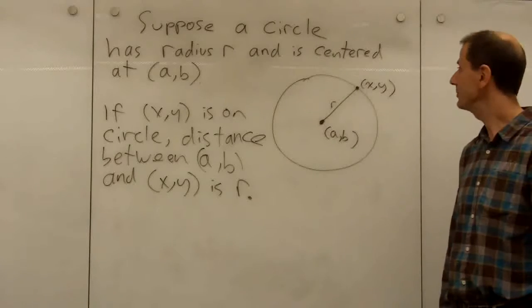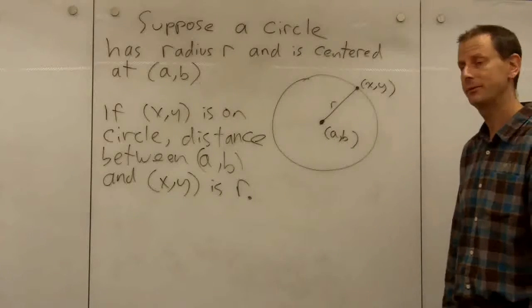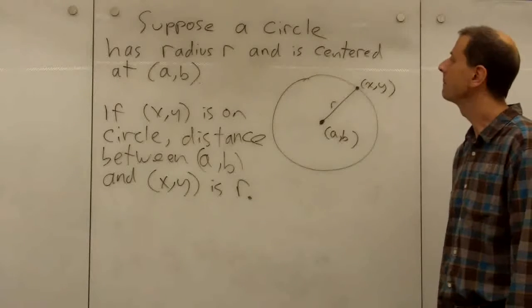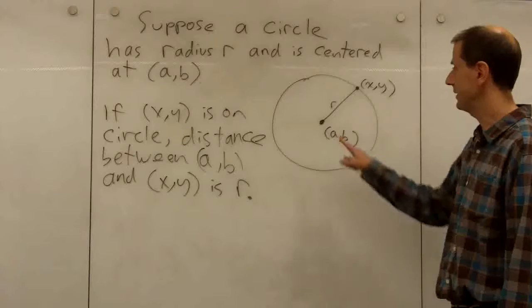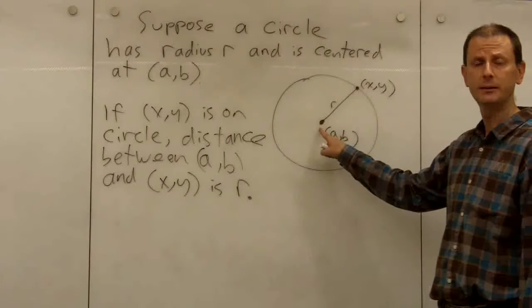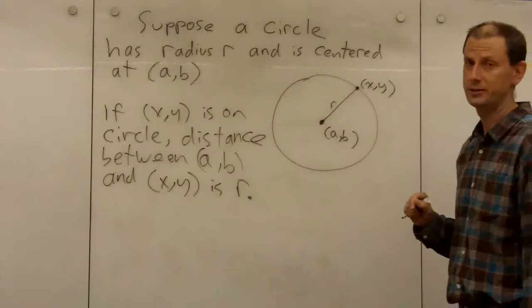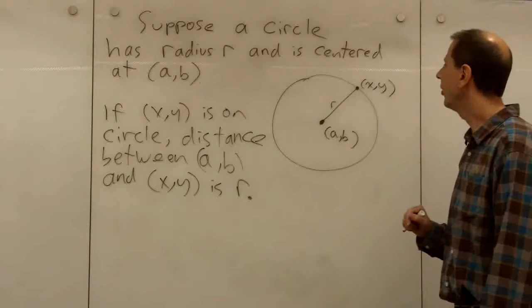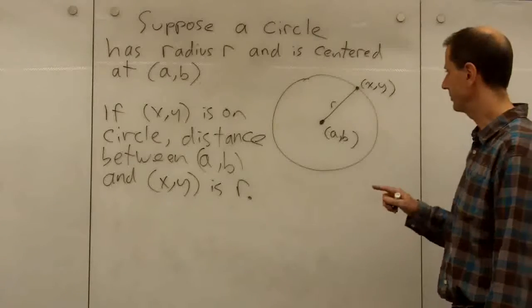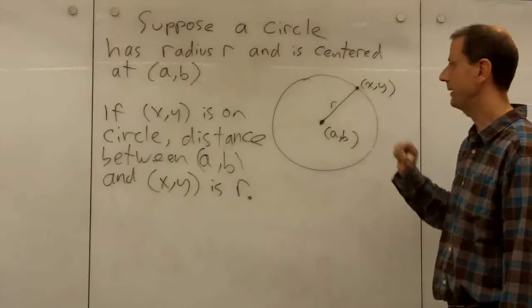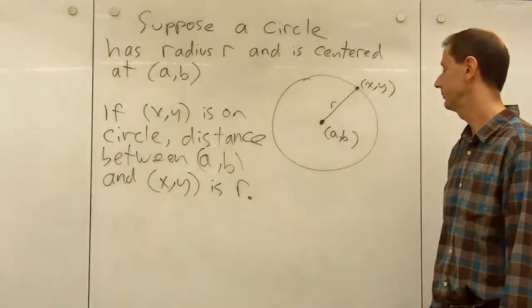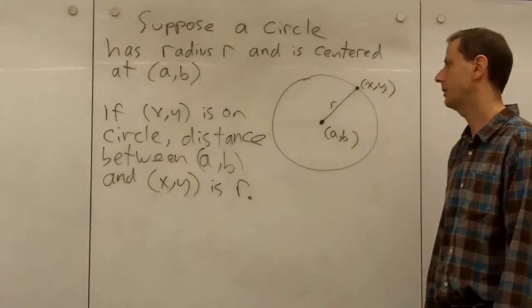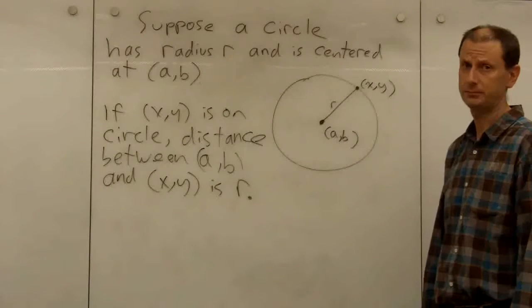Now we are going to use the distance formula to derive the equation of the circle. So suppose we have a circle, the circle pictured here. Its center is at this point (a, b), and its radius is r. So therefore, all the points on the circle are the points which are a distance of r from (a, b). Now suppose (x, y) is on the circle. That means the distance between (x, y) and (a, b) is r.